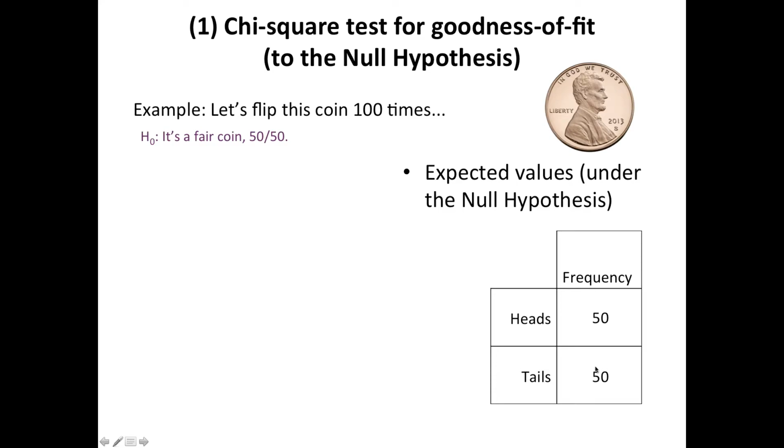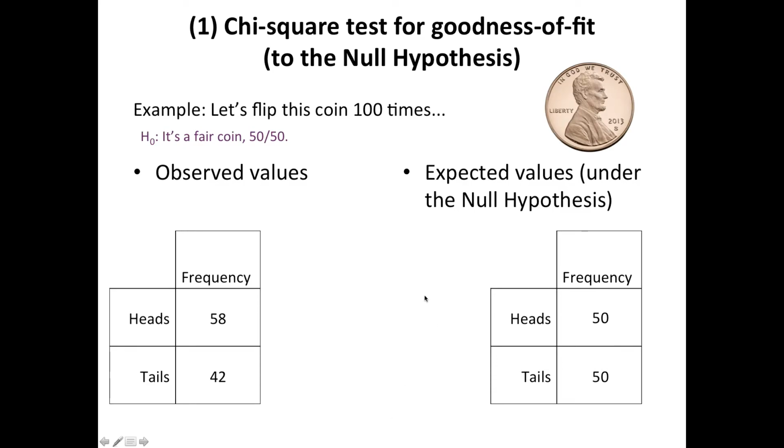Now we know though, if we actually flipped a coin 100 times, even a fair coin is probably not going to actually come up 50 heads and 50 tails. It'll come up maybe 51 heads and 49 tails or something like that. But in the long run, the expected probability here, the expected values here are 50 of each. So if we were to flip the coin 100 times, and what we actually get are these values, that we got 58 heads and 42 tails. Notice, of course, those add up to 100.